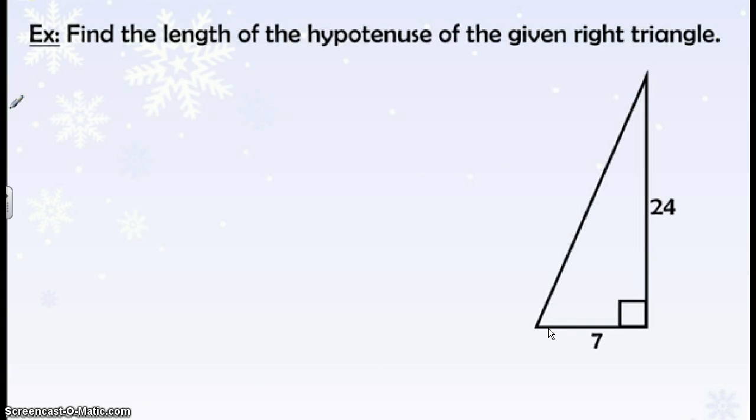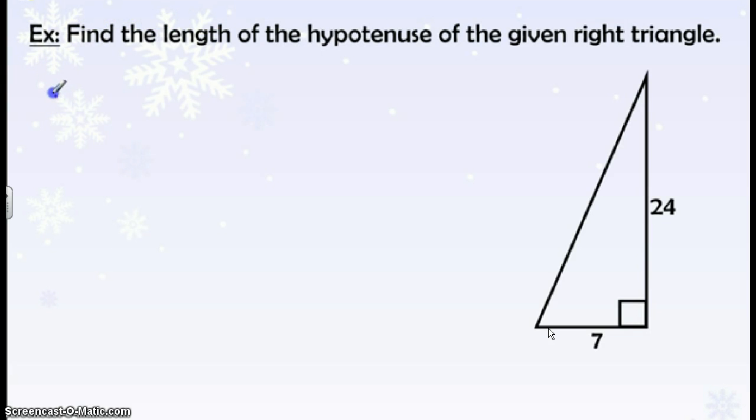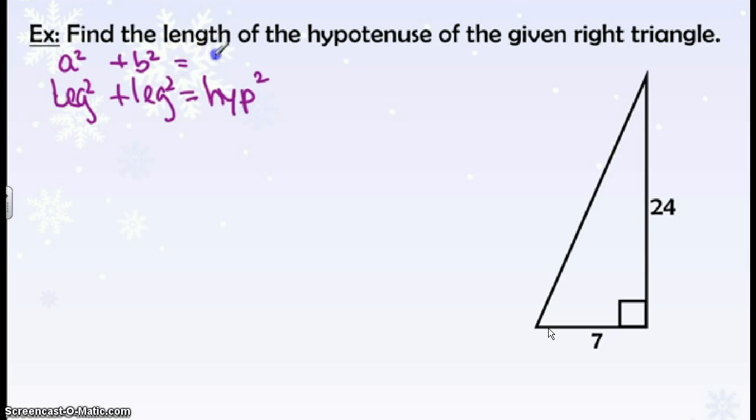So let's take a look at an example. Find the length of the hypotenuse of the given right triangle. It tells us it's a right triangle, and we can see it has that box. So we're going to use our formula: leg squared plus leg squared equals hypotenuse squared, or the simpler way to remember it, a squared plus b squared equals c squared.